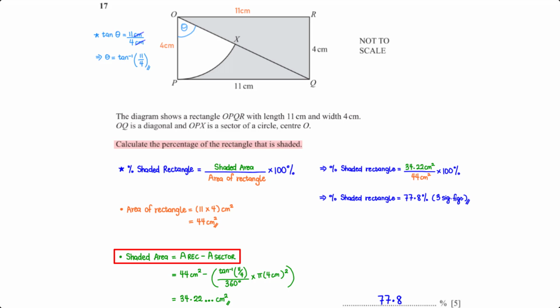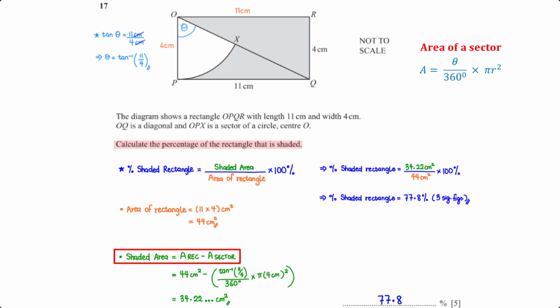To get this angle, we apply SOHCAHTOA to the right-angled triangle OPQ. This gives us tan theta equals 11 centimeters over 4 centimeters. When we make theta the subject, we have tan inverse of 11 over 4.